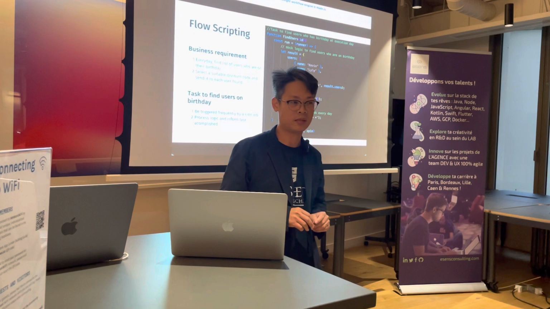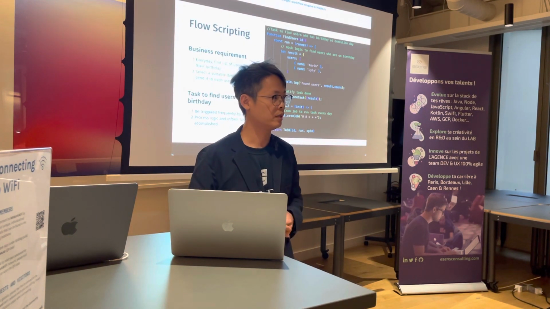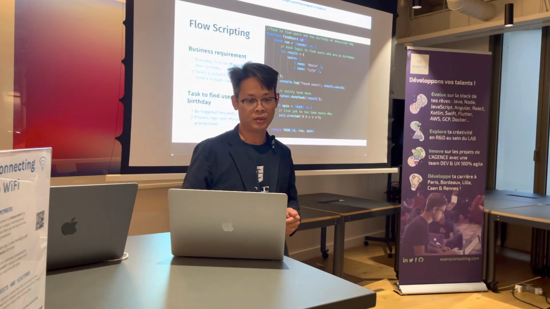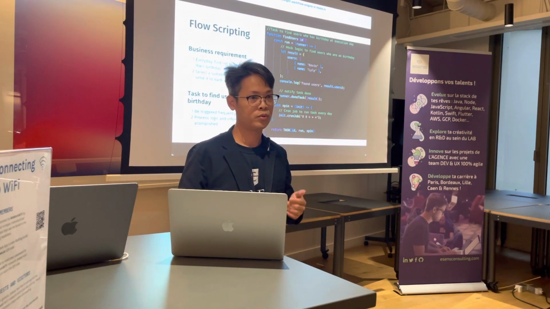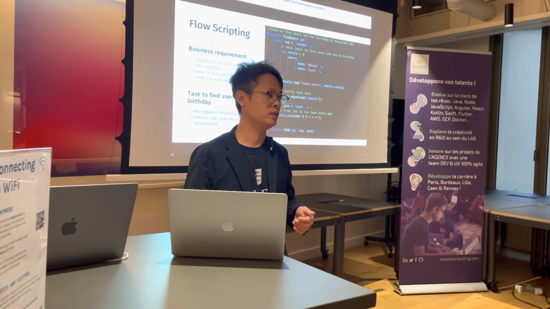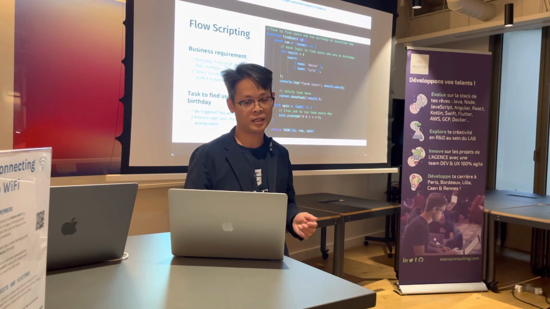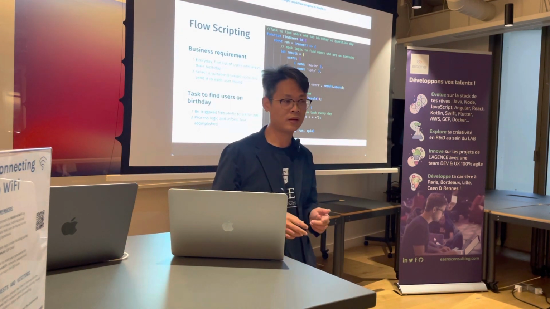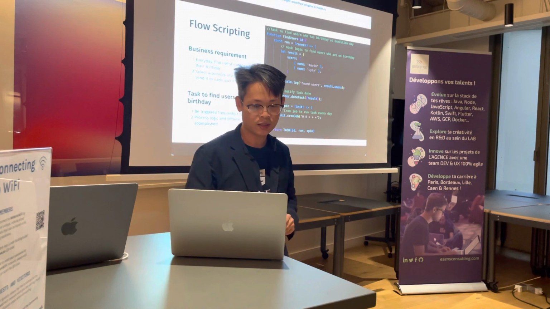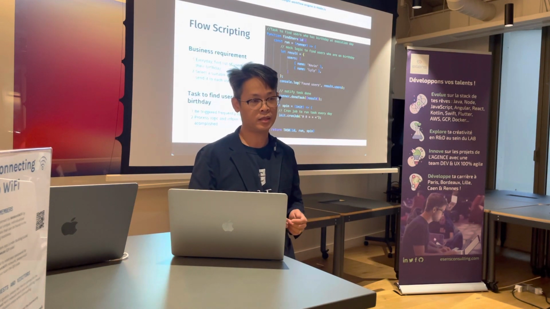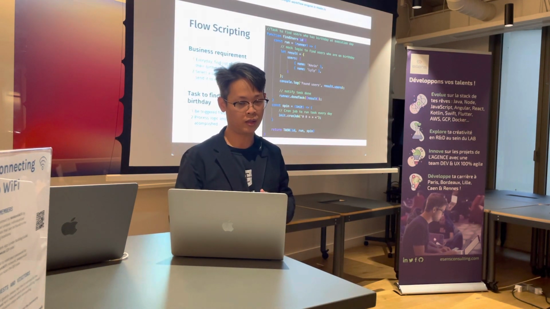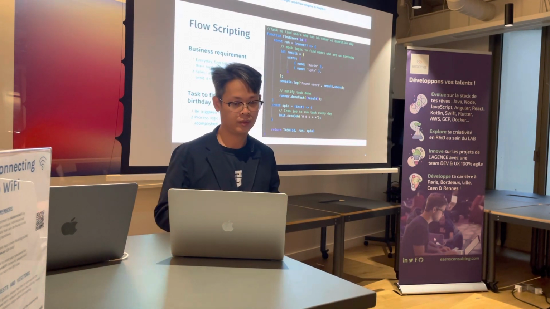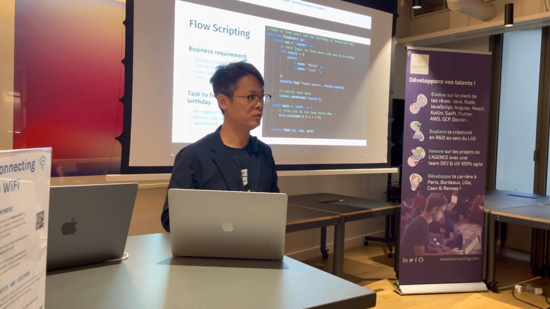Let's take an example business requirement. Say we have an e-commerce business, and every day we need to find a list of users who have their birthday, find a discount code and send it to the user. So here we need to define two tasks. The first one is to find the user. This task will be triggered frequently by a cron job, with some logic to find the users.